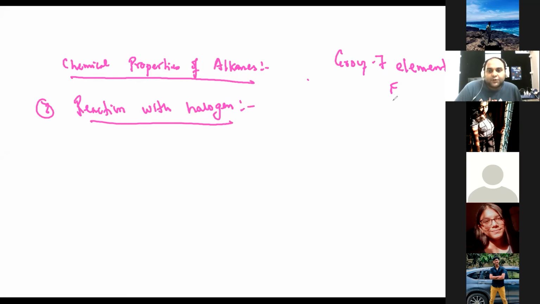Fluorine, chlorine, bromine, iodine. So এটা যে কোনোটা দিয়েই হতে পারে. But we'll take chlorine as an example because it's the most common.